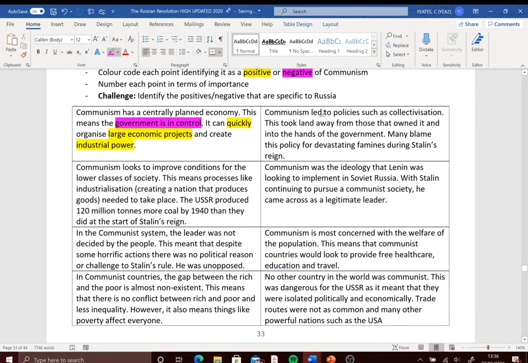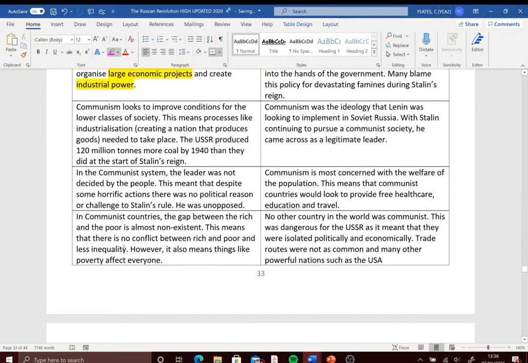I'm going to go through one more together with you. Which one should I go through? I'm going to go to the box here, the bottom left-hand box. It says here, in communist countries, the gap between the rich and the poor is almost non-existent. This means that there is no conflict between rich and poor and less inequality. However, it also means things like poverty affect everyone. Again, a really interesting point here, and I think some of you will already start to see how that language might indicate whether this is a positive or a negative.